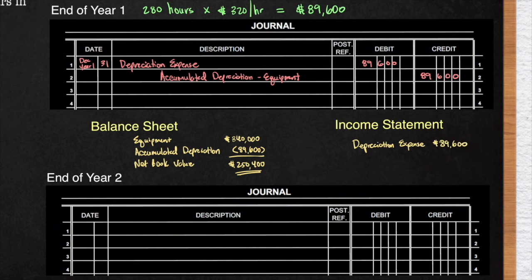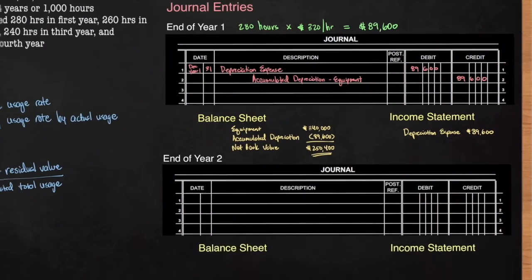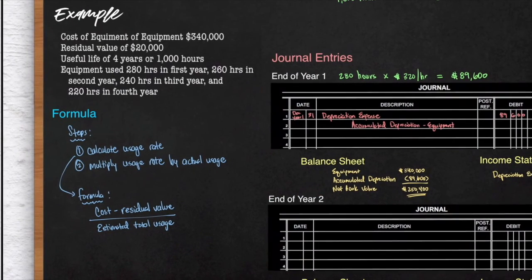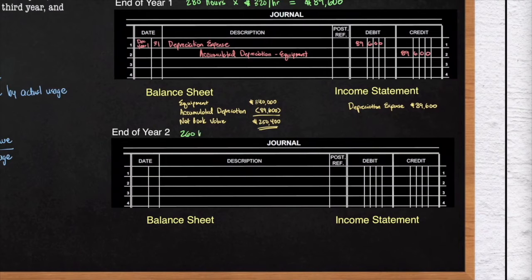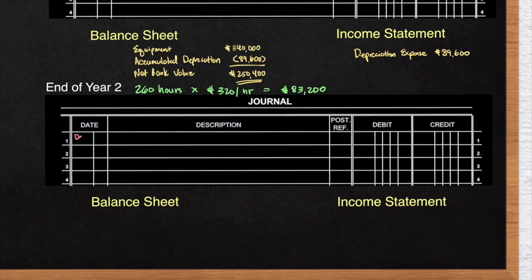Now let's go to the end of year 2. Realize that this is always at the end of the whole year. So end of year 2, if we look at the problem, 260 hours in second year. So after the end of year 2, it's determined that the equipment was actually used for 260 hours. You're going to go back and multiply that by the $320 per hour rate. That will give you $83,200. Notice there's a difference between the first year depreciation and the second year depreciation. This is not straight line method. This is usage. So it depends on the actual usage or activity.